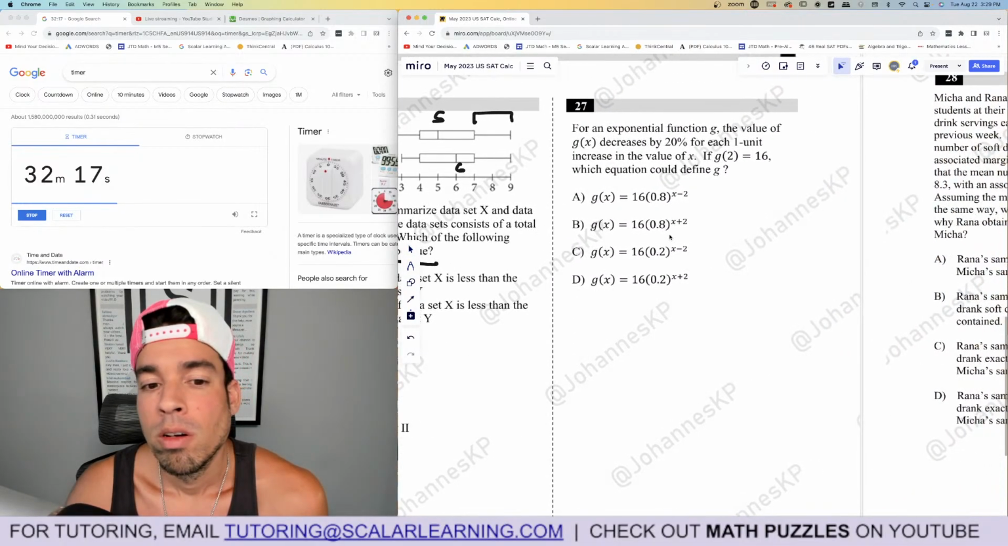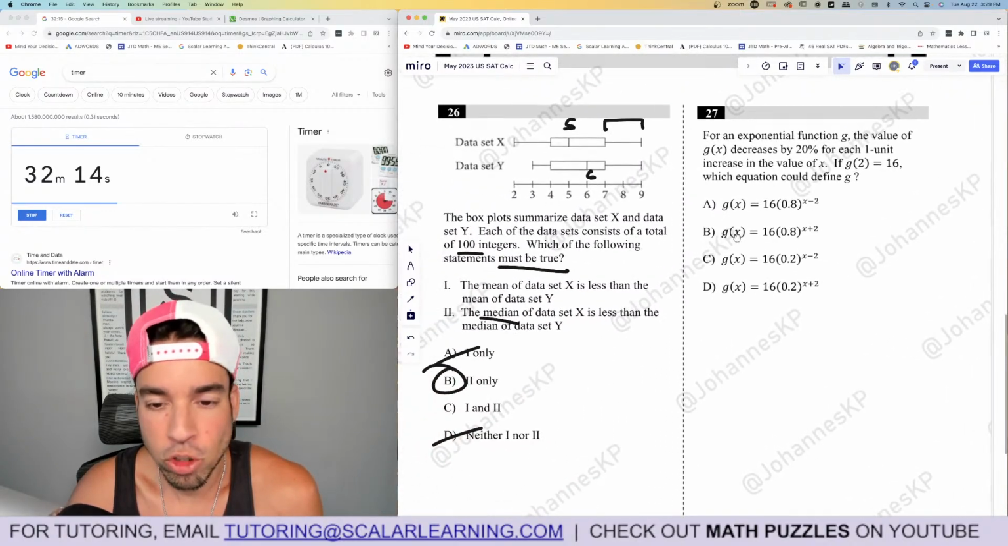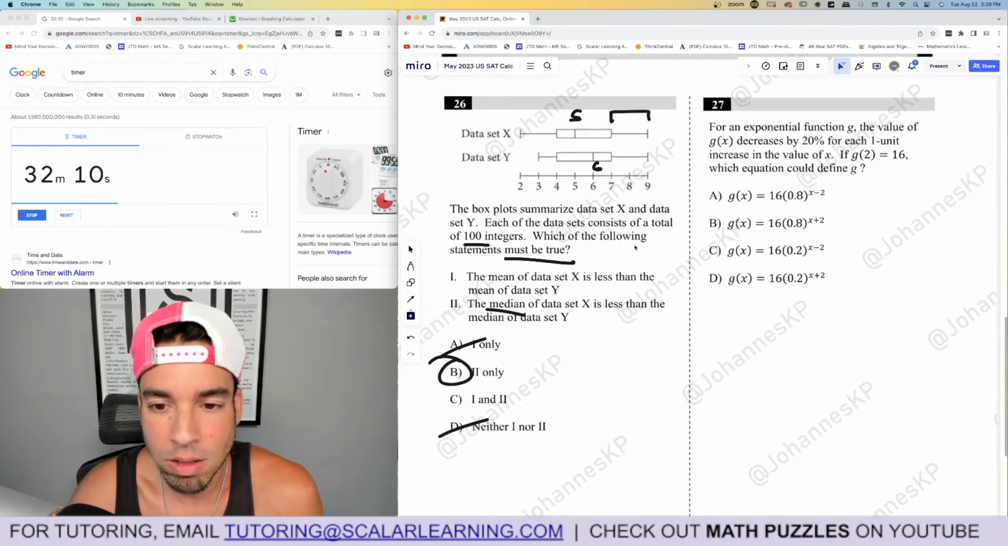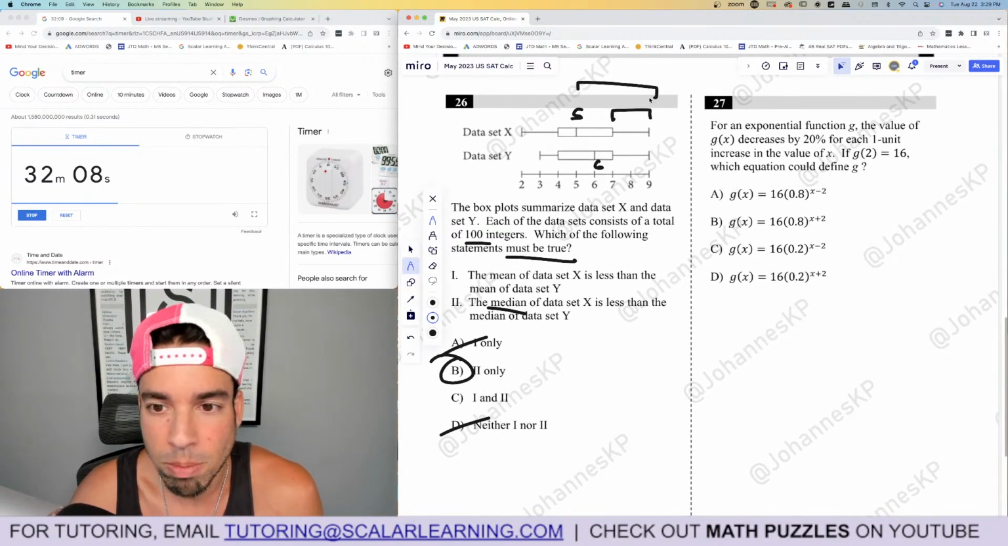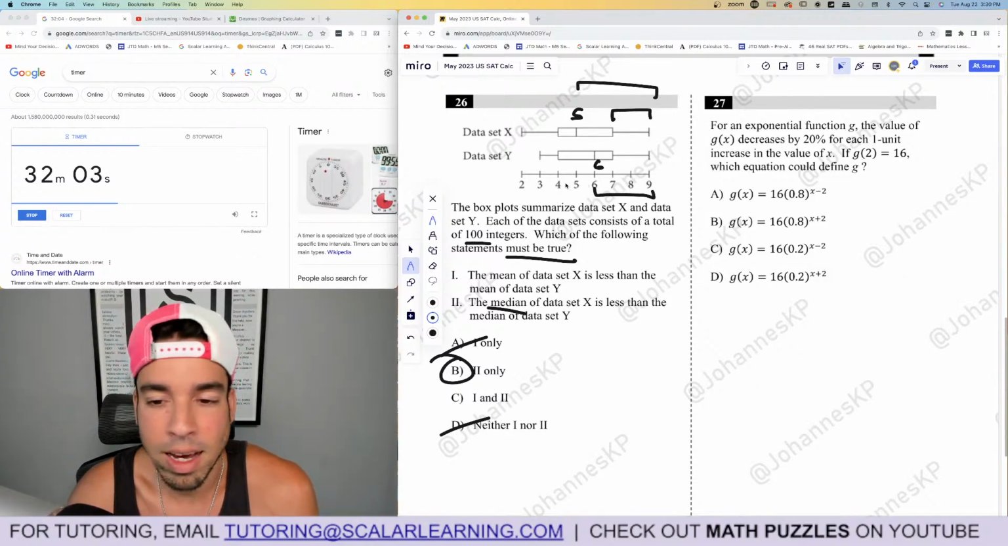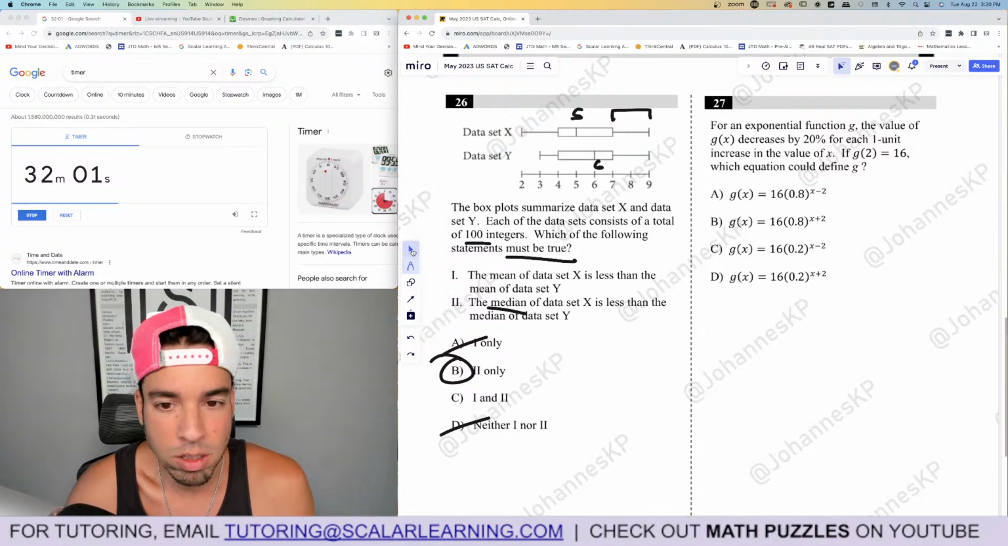27. For an exponential function, let me just double check. I'm just trying to make sure there's no way we can definitely tell, because half of the values are up here, half the values are up here. Even though it's 6 to 9, again, I don't know the distribution, I don't know the standard deviation, anything.